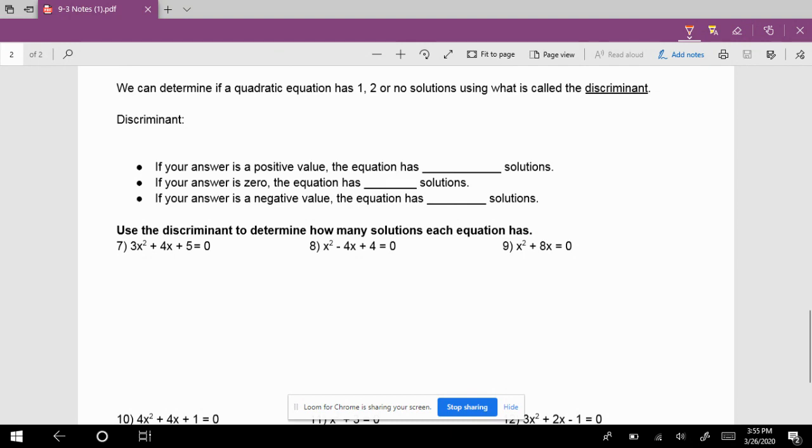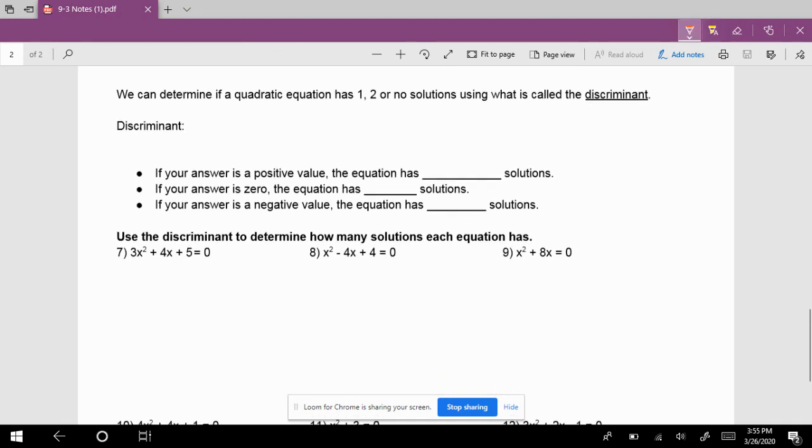So the discriminant is the part of the quadratic formula that's under the radical, and it's b squared minus 4ac. And that's it. That's the discriminant. Hopefully you watched the first part of the notes on the quadratic formula, and you should recognize that that is everything underneath the radical in the quadratic formula.